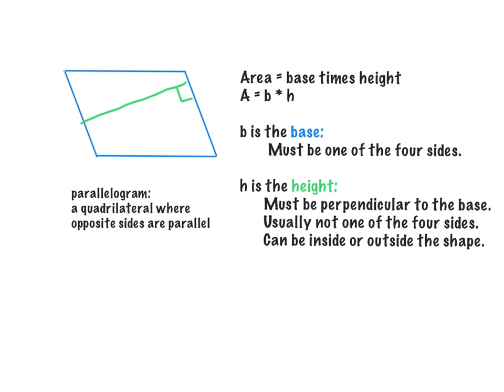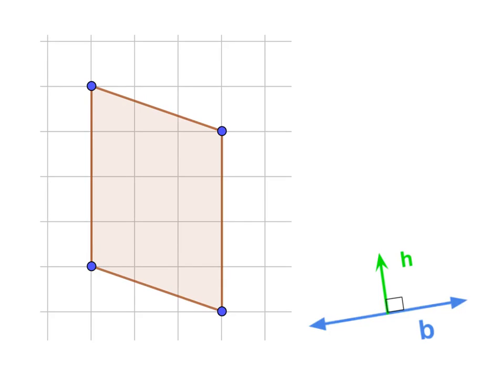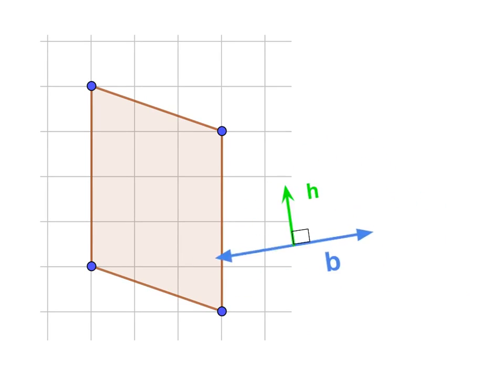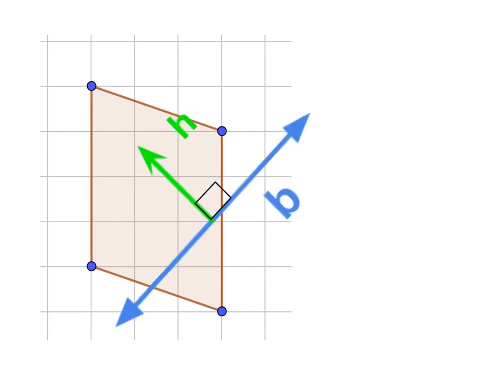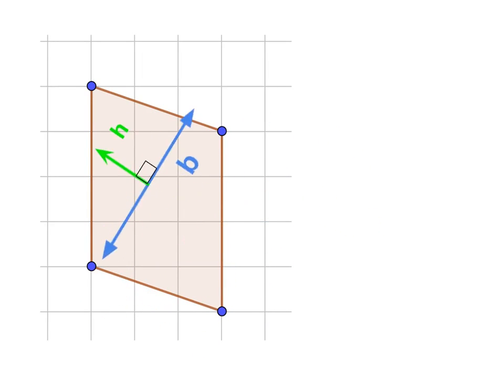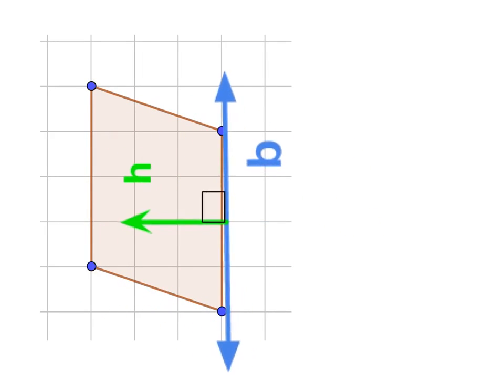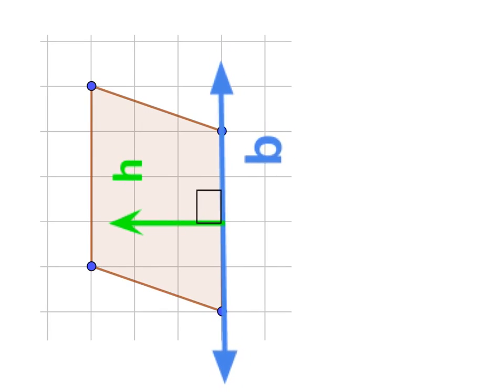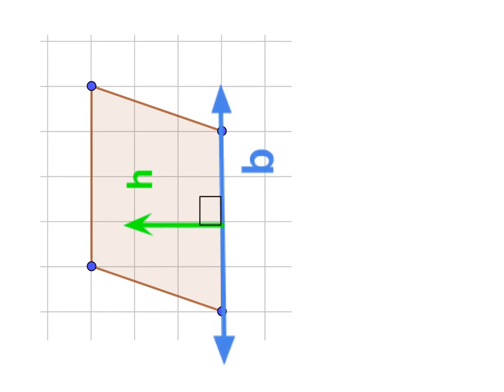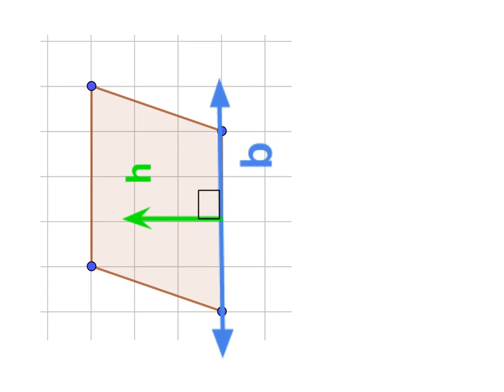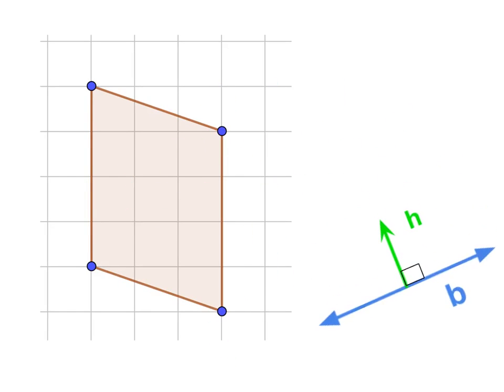So let's work on some examples. I have here a parallelogram on a grid, and I've got this little helper right here. I can move this around and kind of see, what do I want to use as the height? What do I want to use as the base? And it seems like it's easiest if I do something like this. So if I use maybe the right-hand side as the base and draw a line like my green arrow to find the height. Let's do that.